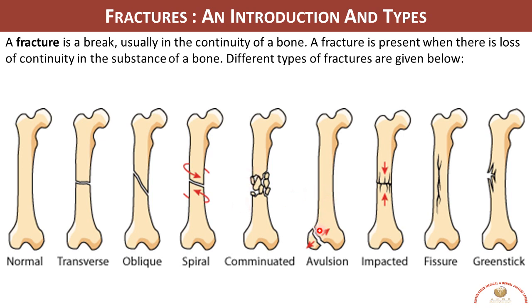Then avulsive fracture. In this, a fragment of the bone is avulsed out. So you can see here that this is the avulsive fracture. This is an impacted fracture, in which the two parts of a bone are impacted in each other. This is a fissure type or hairline fracture, which is very easy to heal. And this is a greenstick type fracture. So these were some types of fractures we should know before going into the discussion.